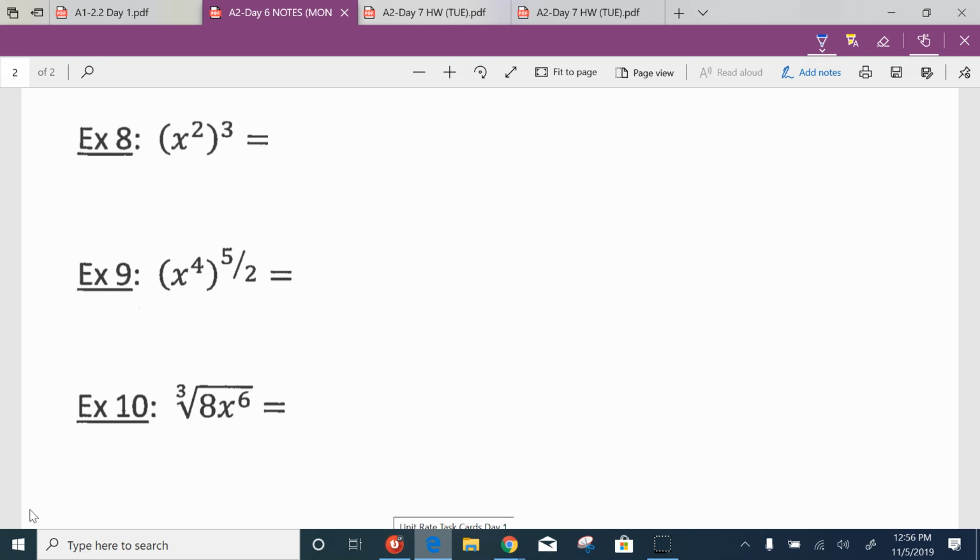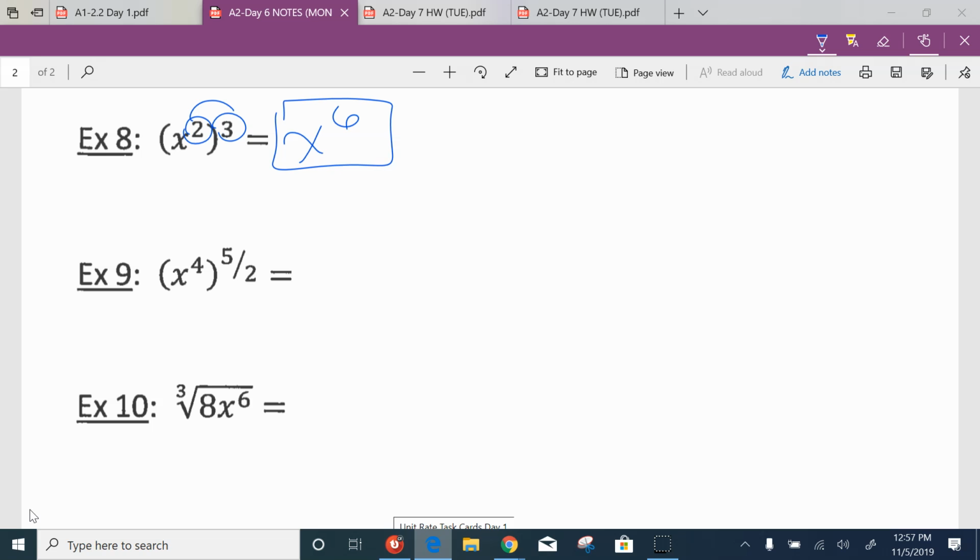And now for the back of our notes, we're going to practice the power of a power rule. When you have exponents inside parentheses and outside, the rule is to keep your same base and multiply the inner exponent times the outer exponent. 2 times 3 is x to the 6th power.